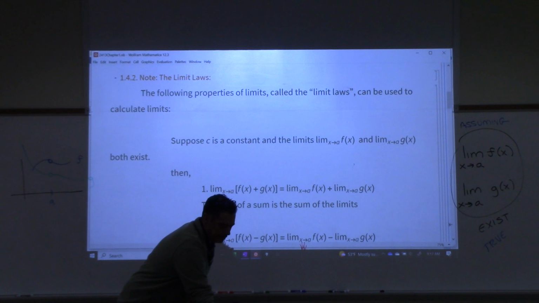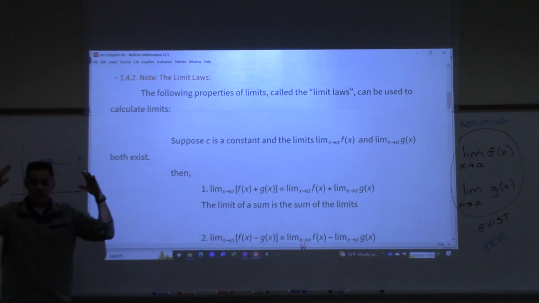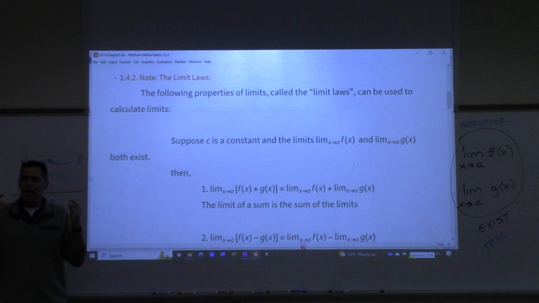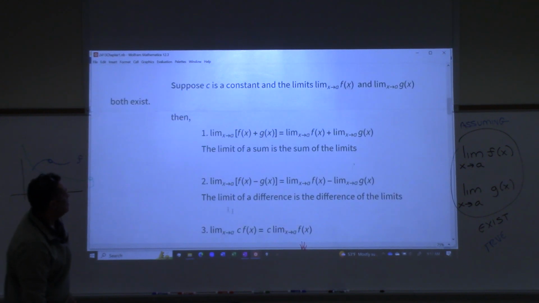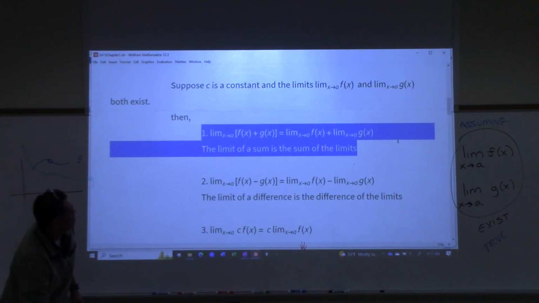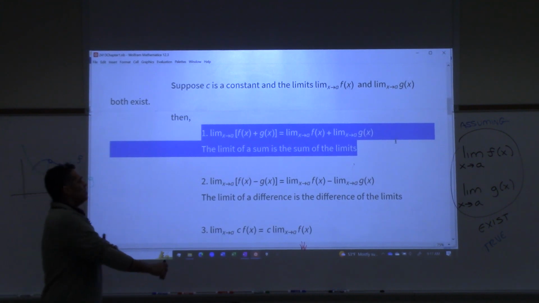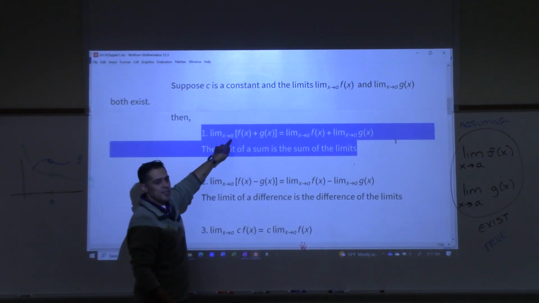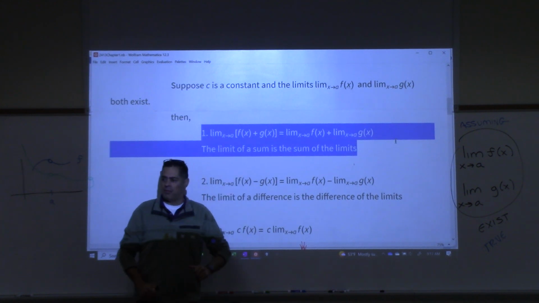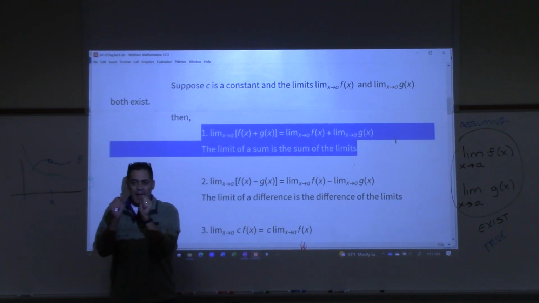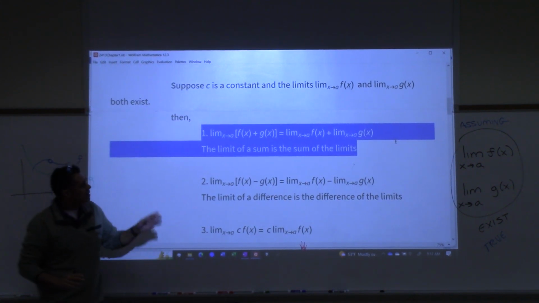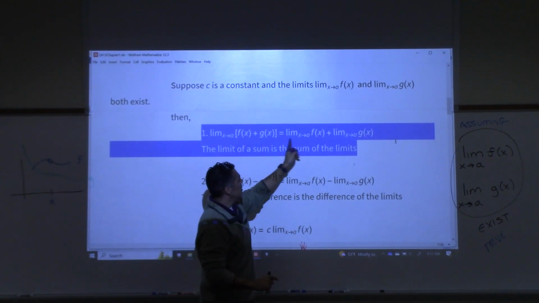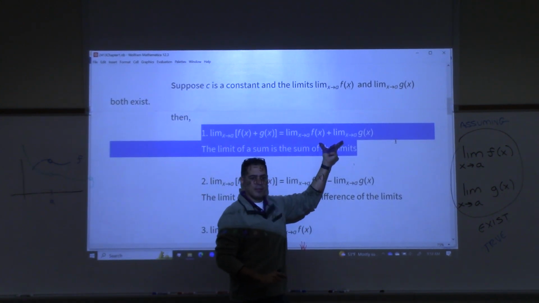Okay, so that's our assumption. Let's start with that. We've got a constant. We've got two functions that, when you take their limit at a, you get an answer. What does the first limit law say? The first limit law says that if you want to take the limit as x approaches a of the sum of those two functions, so if you have two functions being added together and you want to take their limit, this law says that you are allowed to split it up into two limits.